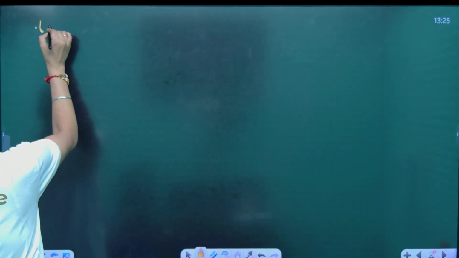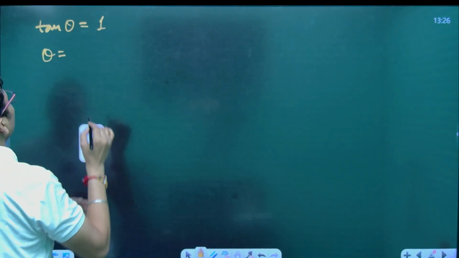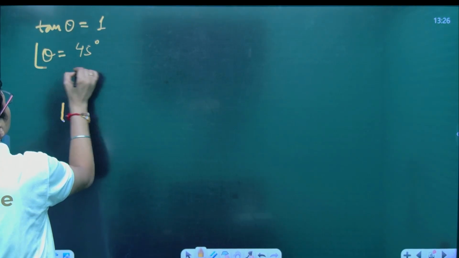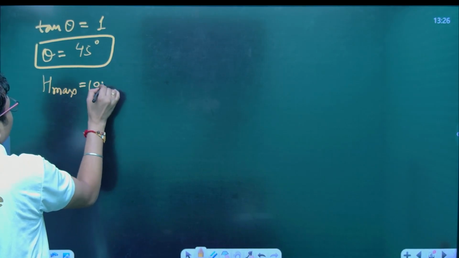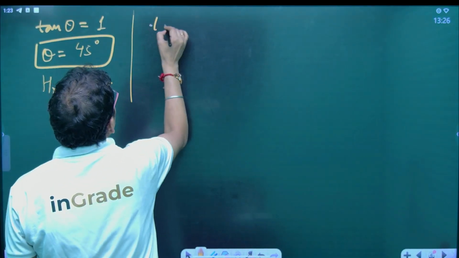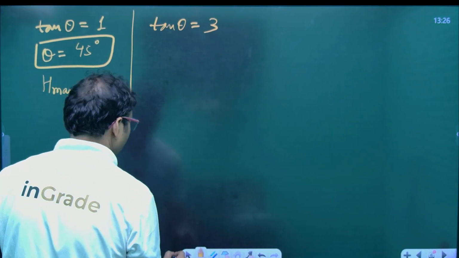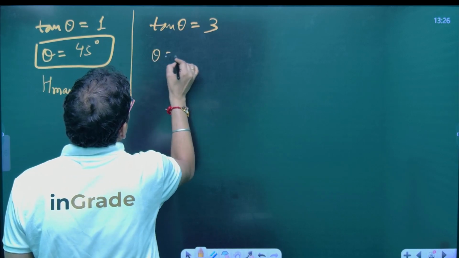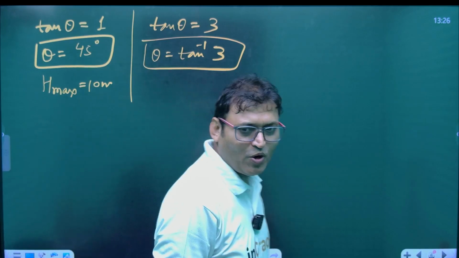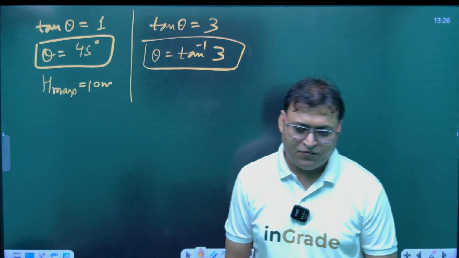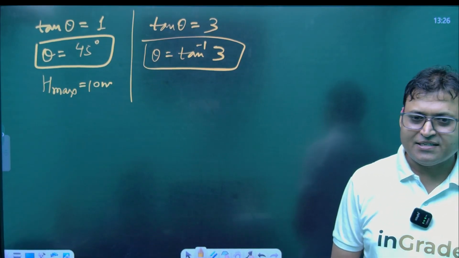So we can say tan theta is either 1, in that case theta will be equal to 45 degree, in that case h maximum is equal to 10 meter, or tan theta is equal to 3. In that case, theta is equal to tan inverse of 3. These are the two possibilities of angle of projection such that the particle hits the target.